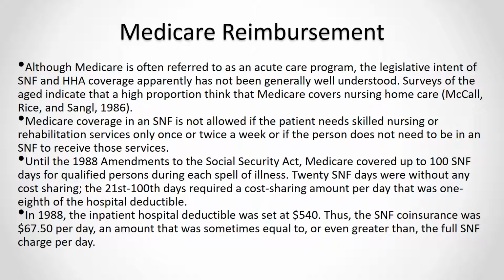20 SNF days were without any cost sharing. The 21st through 100th days required a cost sharing amount per day. That was 1/8 of the hospital deductible. In 1988, the inpatient hospital deductible was set at $540. Thus, the SNF co-insurance was $67.50 per day, an amount that was sometimes equal to or even greater than the full SNF charge per day.